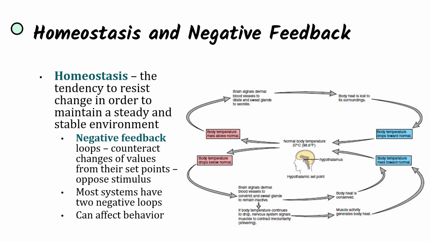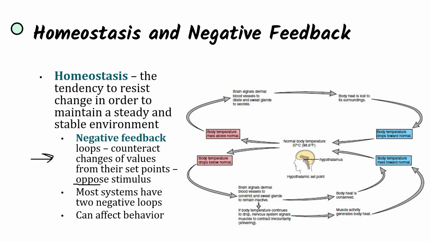So let's begin with homeostasis and negative feedback. Homeostasis is the tendency to resist change in order to maintain a steady and stable environment. Essentially, if there is going to be a change in the environment around it, organisms are going to try to keep their internal environment at a set point that everything is going to return to when there's deviation from this environment, either too high or too low. And this happens through negative feedback loops, which counteract changes of values from their set point.